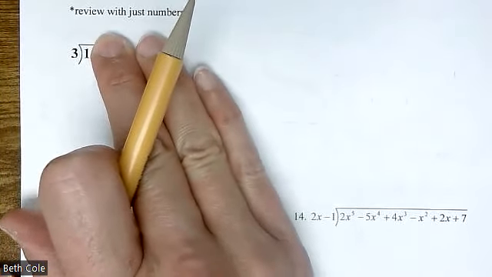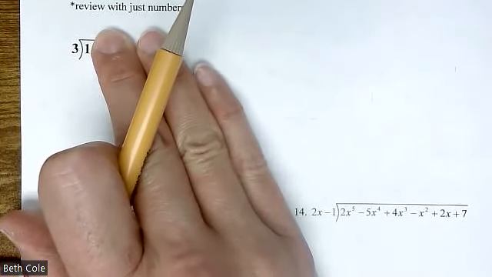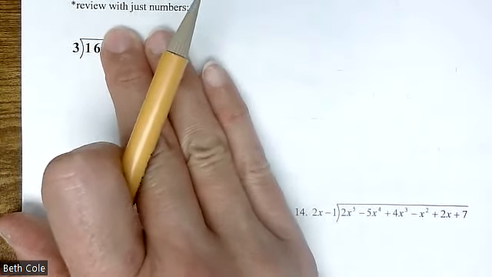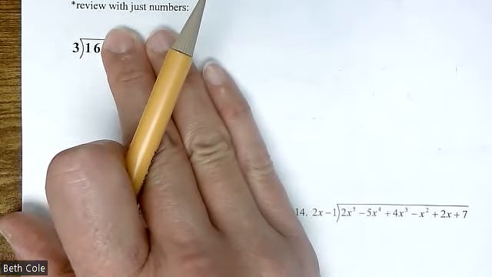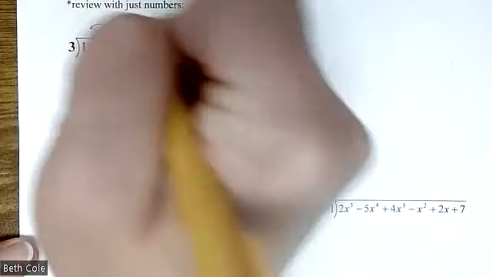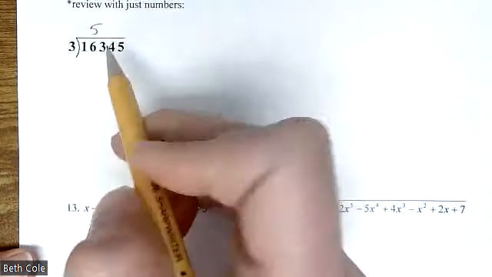Does 3 go into 1? We're going to do a review of 4th grade or whenever this is. 3 does not go into 1. Does 3 go into 16? Not perfectly, but it will. 3 times what will get you as close to 16 as possible? 5. Okay, so 5 goes here. 3 times 5 is 15.